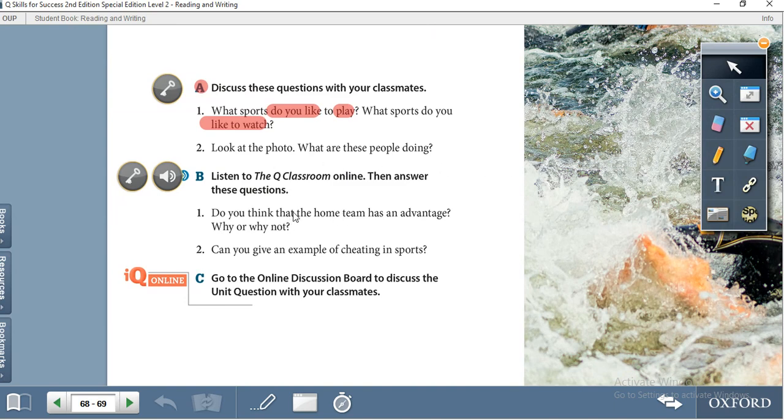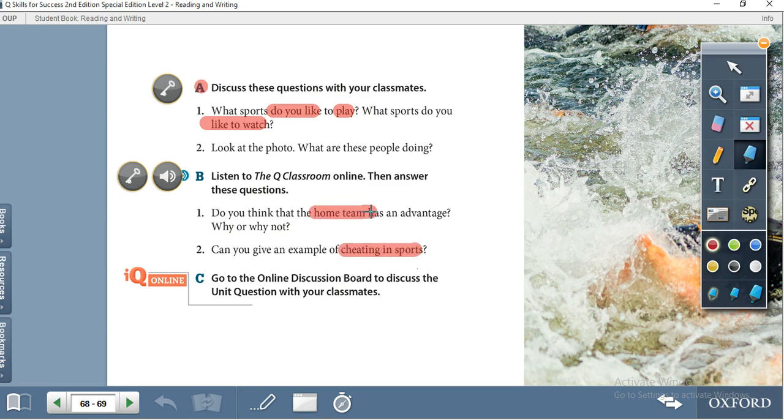Then, as you know, in each unit we have a question, so you have to listen to this and answer this question. Do you think that the home team has an advantage? Why or why not? Can you give an example of cheating in a sport? You have this question about cheating in sport and the home team. For example, any team playing in its own country, does that matter or not, does it have advantages or not? So you have to listen and respond.